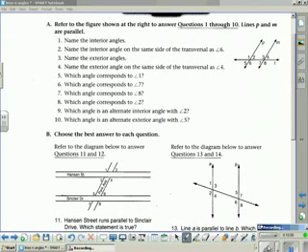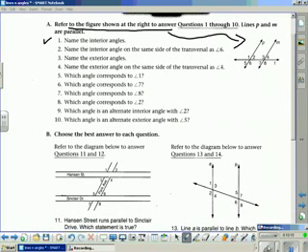Now we're going to practice some problems using what we just learned about angle relationships. Questions 1 through 10 refer to the figure shown at the right. We've got line P and line M, which are parallel lines, and then we've got a transversal, so we know we have angle relationships. So let's look at the first question. Name the interior angles. The angles on the inside of the transversal are angle 2, 6, 3, and 7.